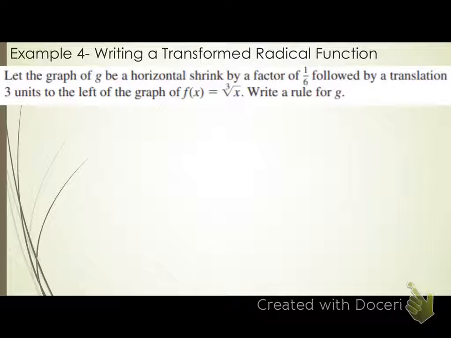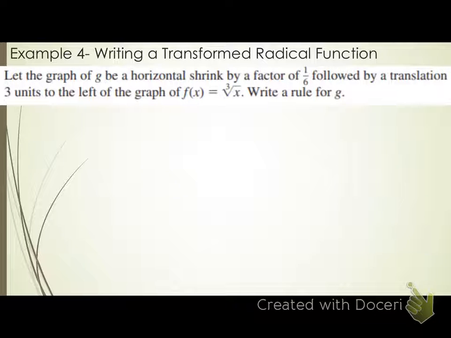Writing a transformed radical function. Example 4. Let the graph of g be a horizontal shrink by a factor of 1/6, followed by a translation 3 units to the left of the graph of f of x equals cube root of x. Write a rule for g. How many transformations do I have going on here? 2. I've got the horizontal shrink by a factor of 1/6, and I've got the translation 3 units to the left.